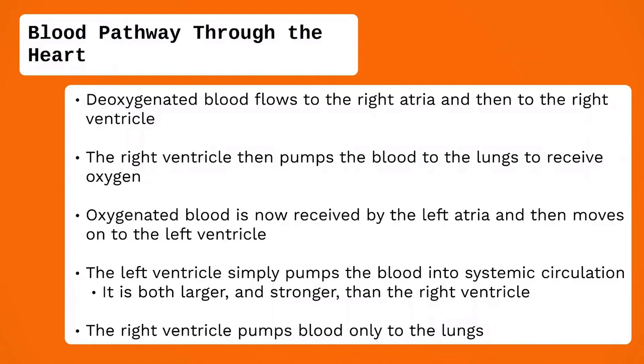So following the blood pathway through the heart, deoxygenated blood flows to the right atria and then to the right ventricle. The right ventricle then pumps the blood to the lungs to receive oxygen. Oxygenated blood is now received by the left atria and then moves on to the left ventricle. The left ventricle simply pumps the blood into systemic circulation. It's both larger and stronger than the right ventricle. The right ventricle finally pumps blood only to the lungs.